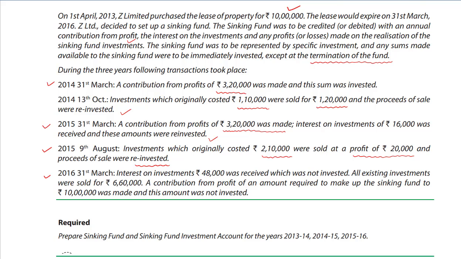In 2016, that is the third year, on 31st March, interest on investment of rupees 48,000 was received, which was not invested. All existing investments were sold for 6,60,000. A contribution from profit of an amount required to make up the sinking fund to 10 lakhs was made, and this amount was not reinvested. I believe it is clear to you.